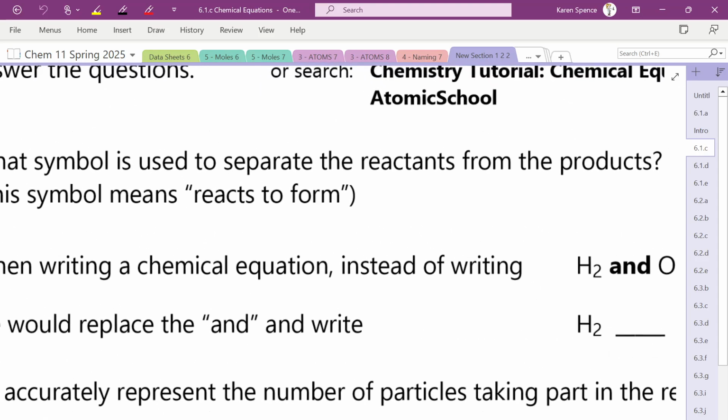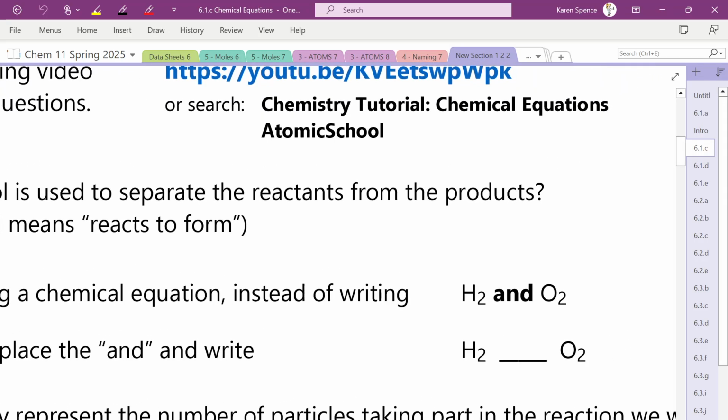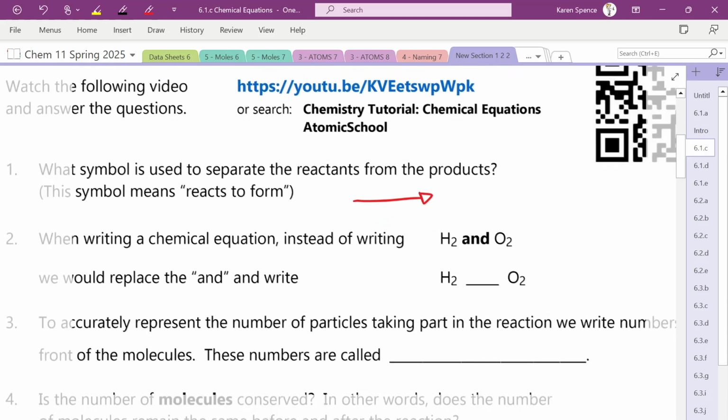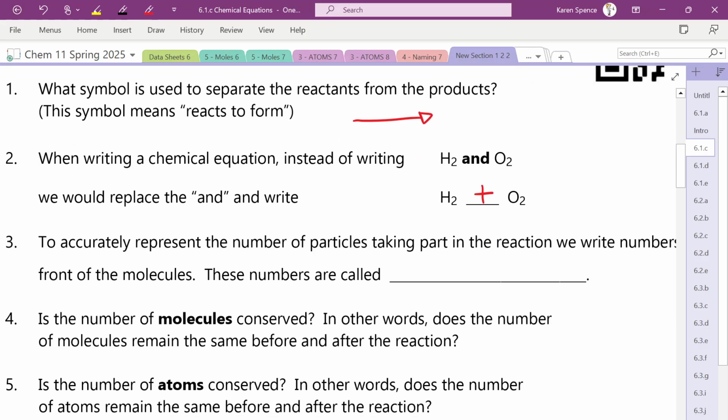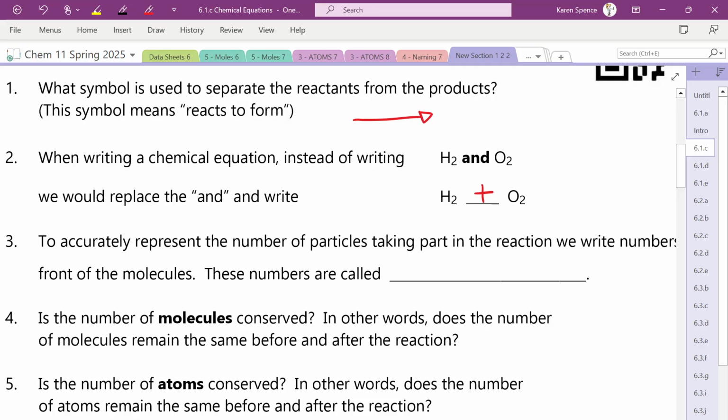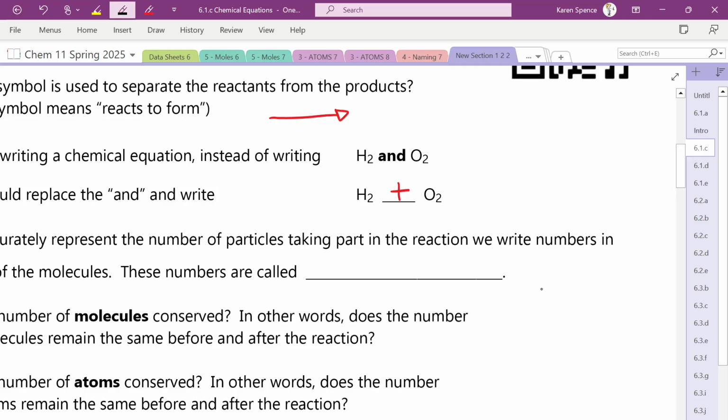What symbol do we use to separate the reactants from the products? What goes in between the reactants and the products? Arrow. What do we write instead of "and" in between chemicals? We write a plus. To accurately represent the number of particles taking place, we often write a number in front of the molecule. So for example, we might write 2NH3. What is that number called? That is a coefficient, yes.